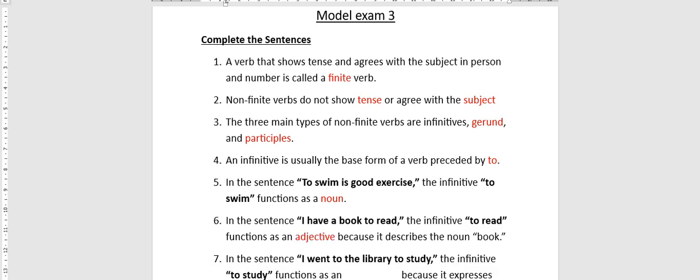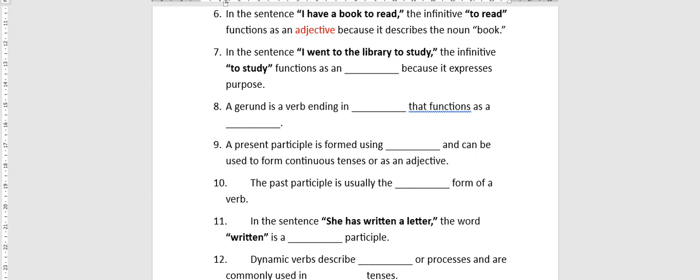Okay, here we go. Number 7. In the sentence 'I went to the library to study', the infinitive to study functions as an adverb because it expresses purpose. When an infinitive expresses purpose, it acts as an adverb.